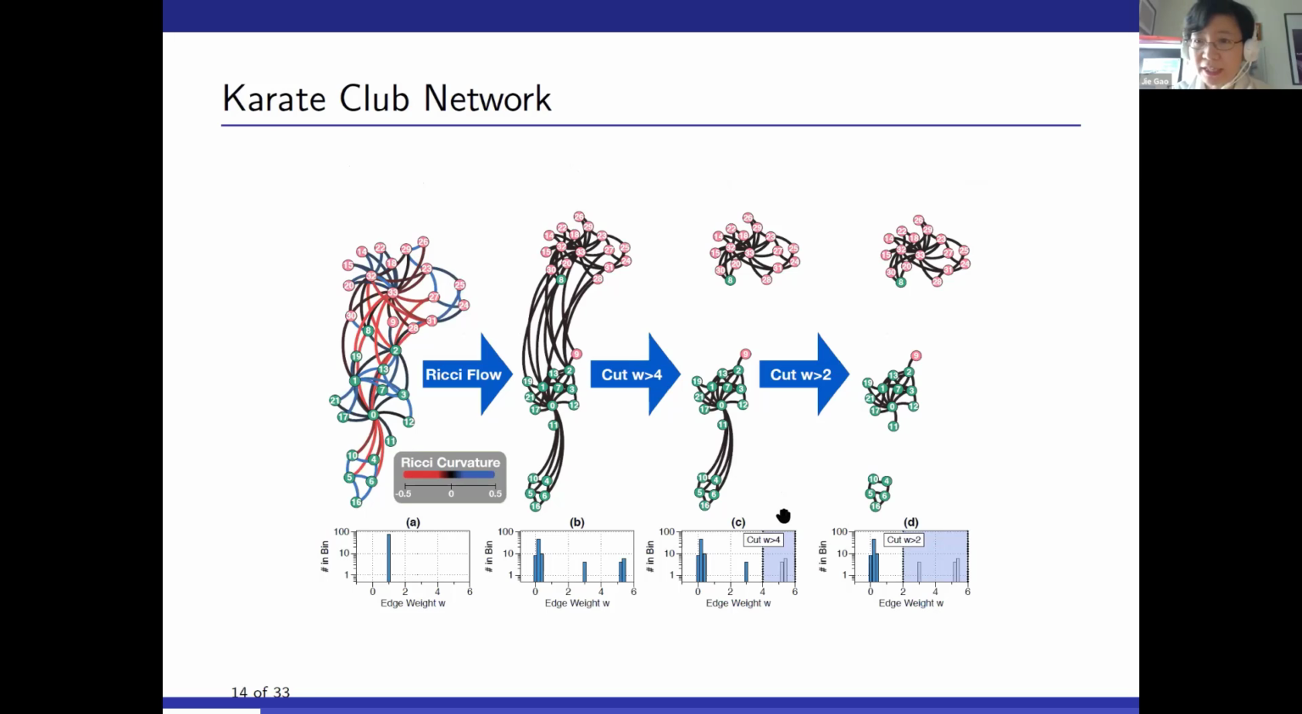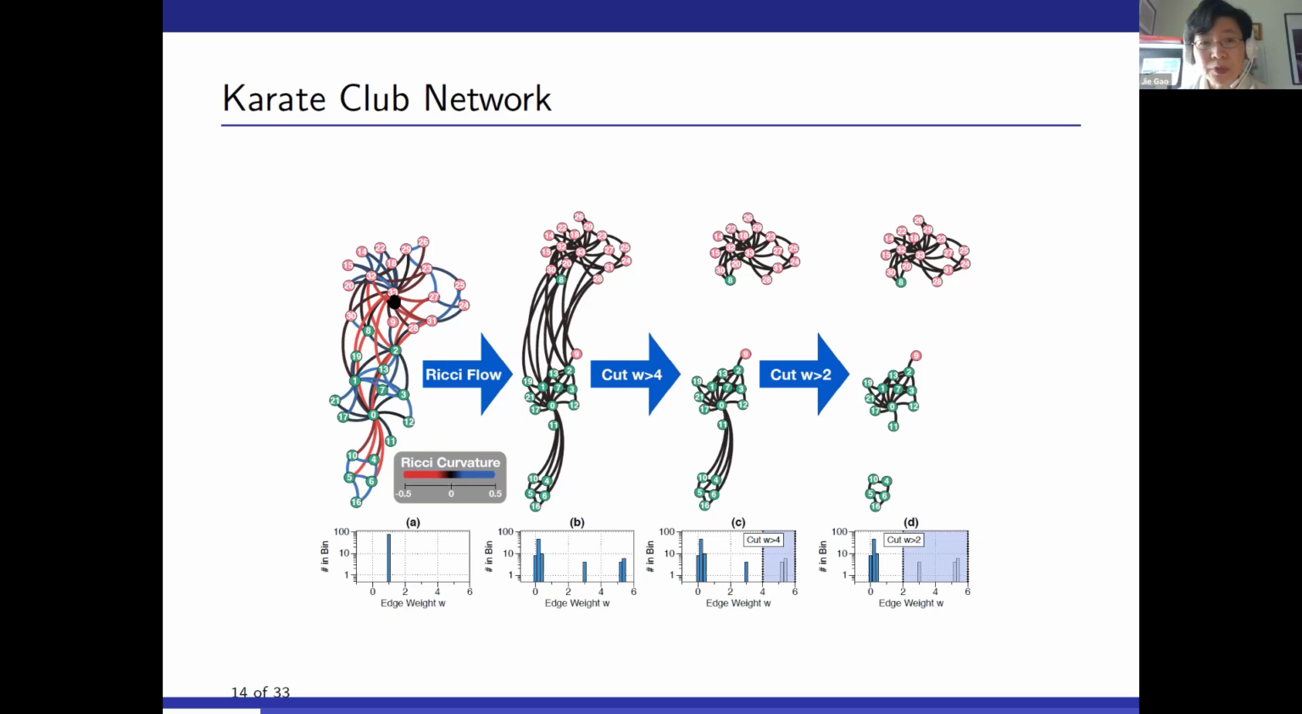So here is the dynamics, and here I'm going to show what happens when we apply this to a real graph. This graph is a famous karate club network, where we know there are two communities, labeled red and green. Initially, all the edges are given a weight of 1. So in the histogram shown below, all the edges have the same weight.